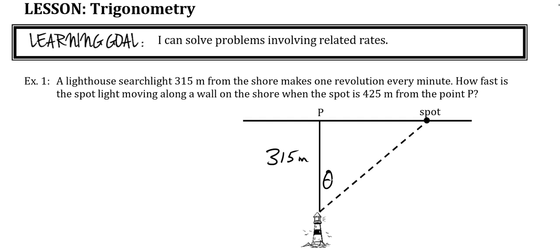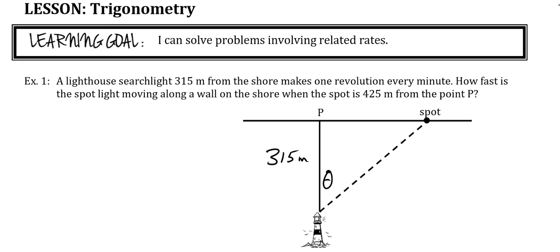So I'm going to make that theta. I'm going to label it, obviously. And that's the angle that's changing as the spotlight, let's say, is rotating this direction. Or whether it's rotating the other direction, I don't know. How fast is the spotlight moving along the wall? A wall on the shore, so this is a wall here.